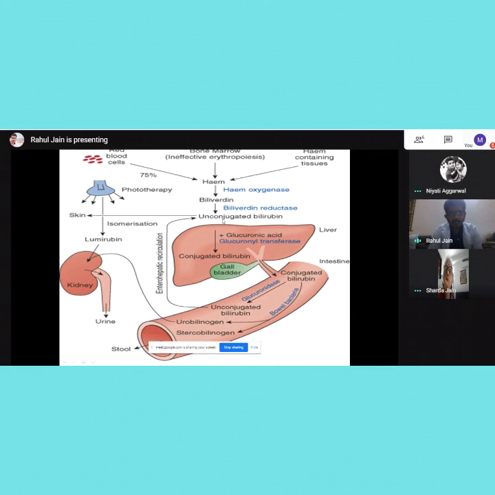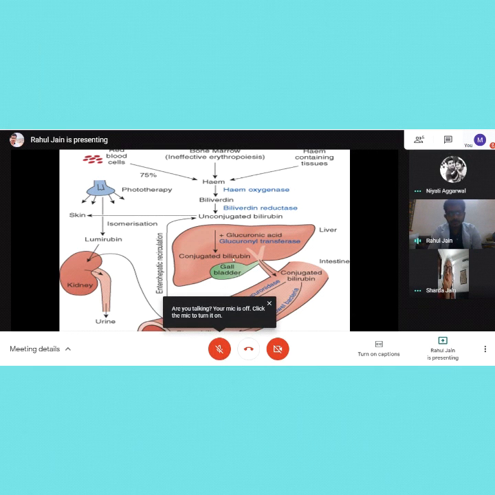So this unconjugated bilirubin gets conjugated inside the liver, and conjugated bilirubin then gets excreted into the bile, and this conjugated bilirubin forms urobilinogen and stercobilinogen in the bowel. Stercobilinogen goes into the stool and urobilinogen goes to the kidney. One important thing is, in a normal person, conjugated bilirubin will never come into the urine, while unconjugated bilirubin cannot get excreted into the urine. That's why bilirubin will hardly be present in the urine in a normal person.